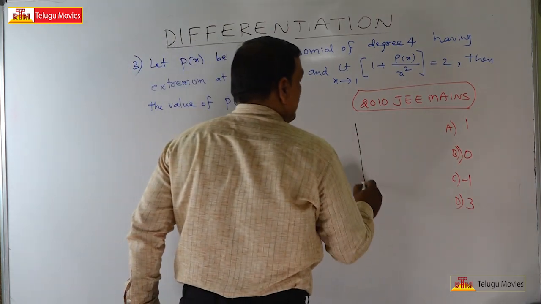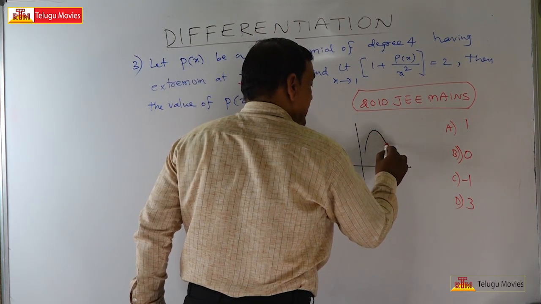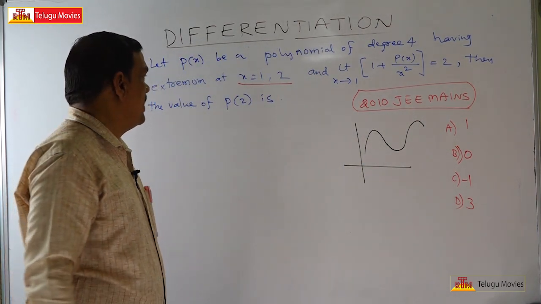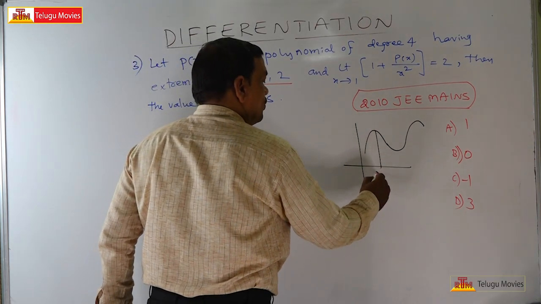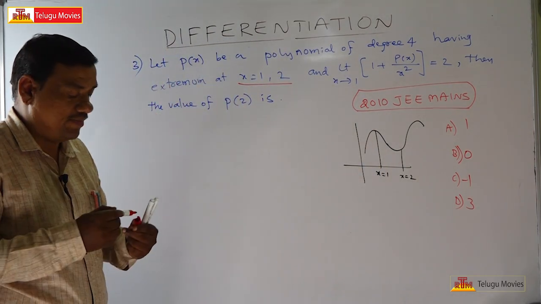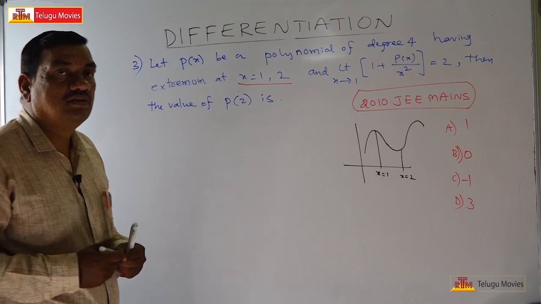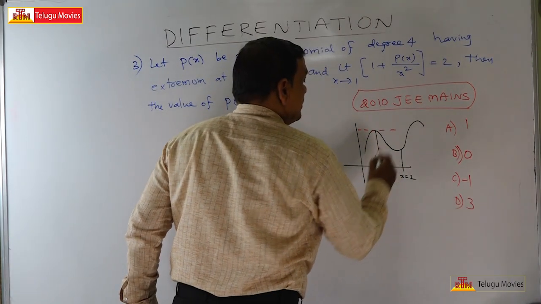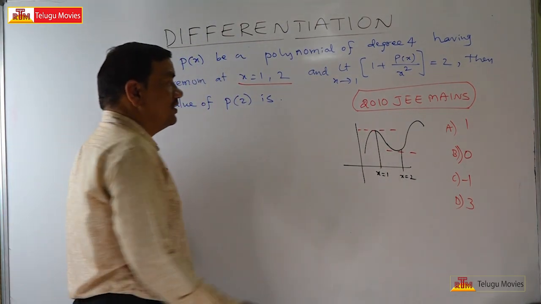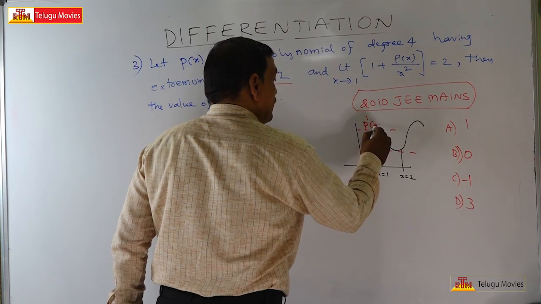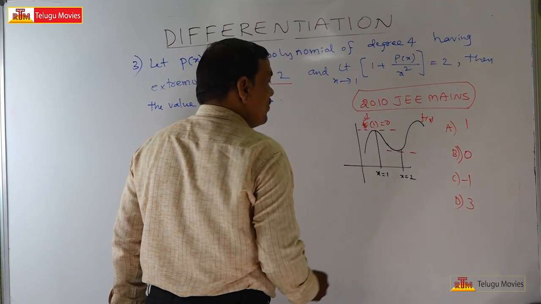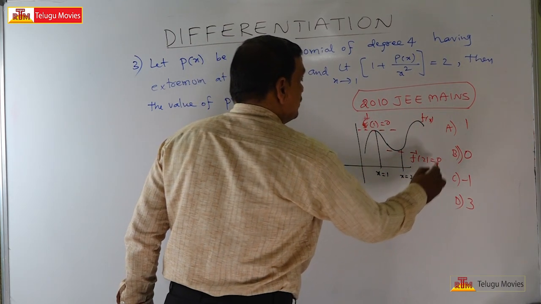What is meant by extremum here? At 1 and 2, extremum means maybe a maximum value or maybe a minimum value. So at x is equal to 1 and at x is equal to 2, it has an extremum, maybe maximum or minimum. At extremum points, if you draw the tangent, the tangent will be parallel to the x-axis. Now that means whatever may be the function, p dash of 1 is equal to 0. If the function is f of x, then f dash of 1 is equal to 0, f dash of 2 is equal to 0.